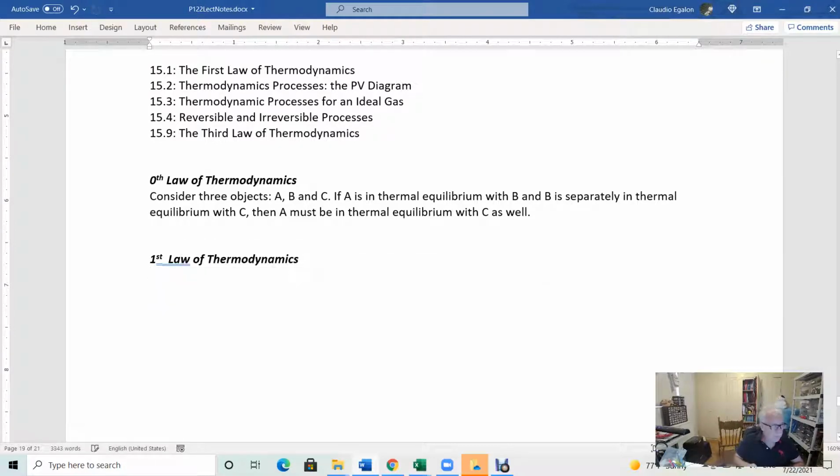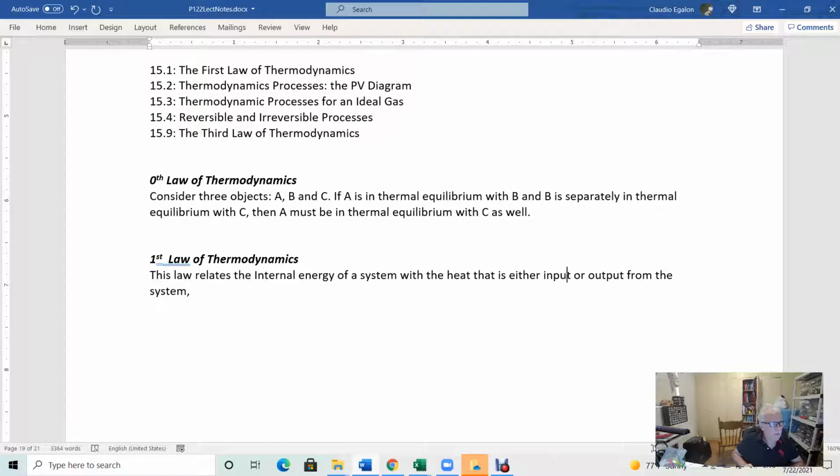This is a mathematical equation. This law relates the internal energy of a system with the heat that is either input or output from the system, and the work that is done on the system. You have to understand how you calculate those quantities.